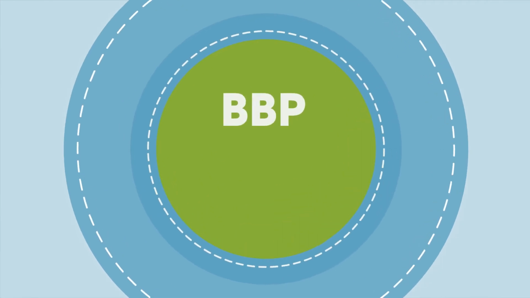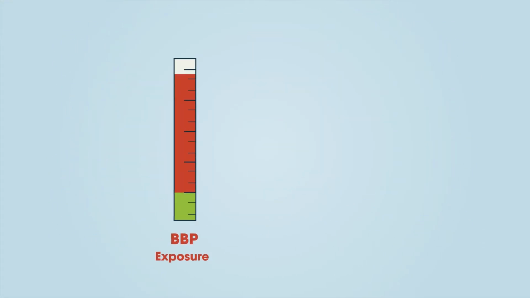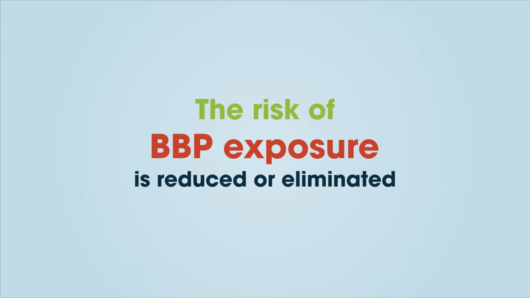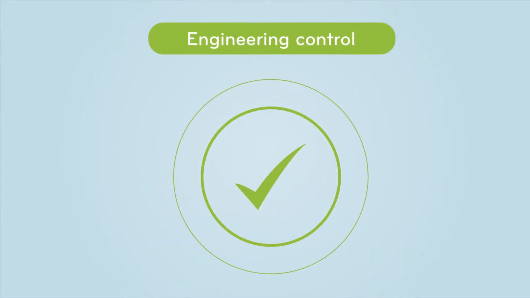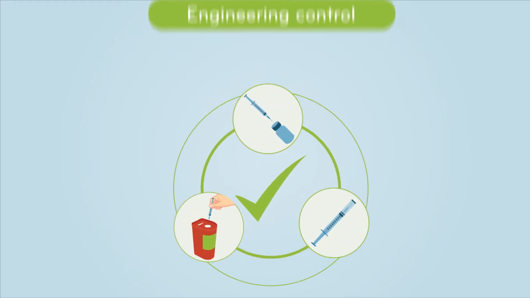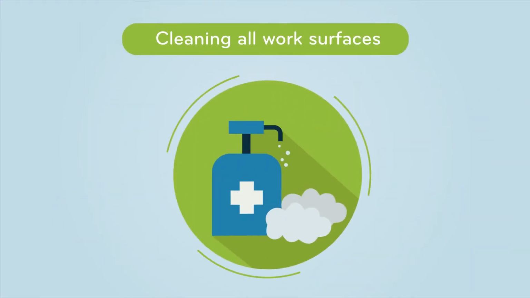Bloodborne Pathogen (BBP) Exposure Control Plan. The purpose of the Bloodborne Pathogen Exposure Control Plan is to reduce or eliminate occupational exposures to BBP. The risk of this exposure is reduced or eliminated by using standard precautions, engineering controls such as sharps units, needleless systems, and self-sheathing needles, personal protective equipment, and cleaning all work surfaces after contamination or potential contamination using an appropriate disinfectant.